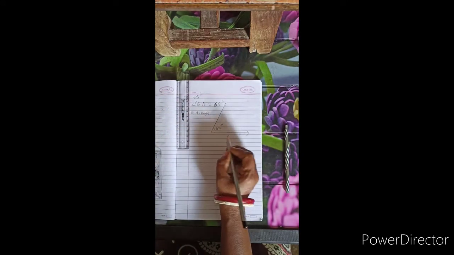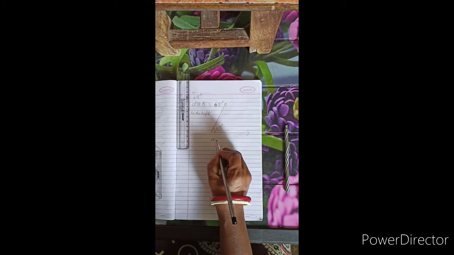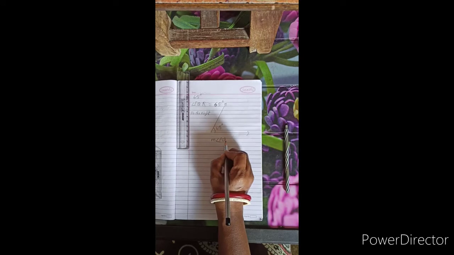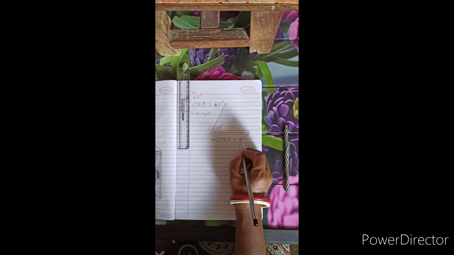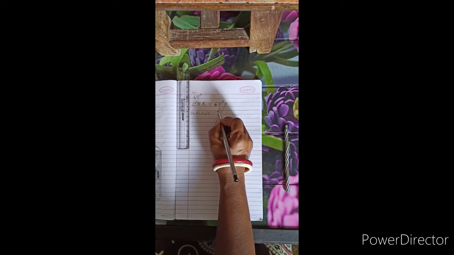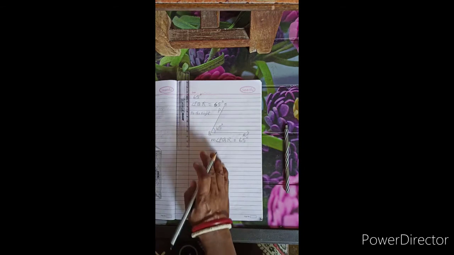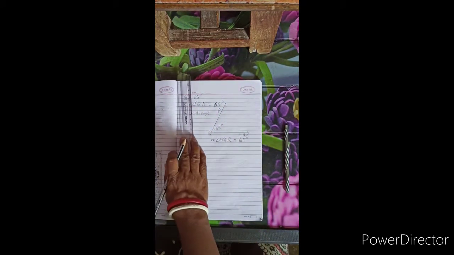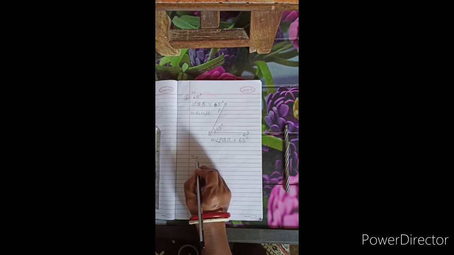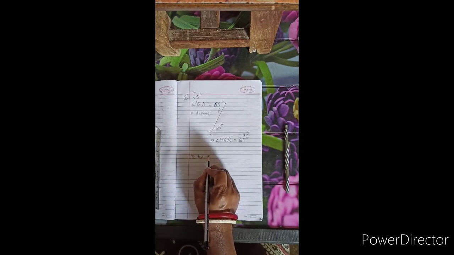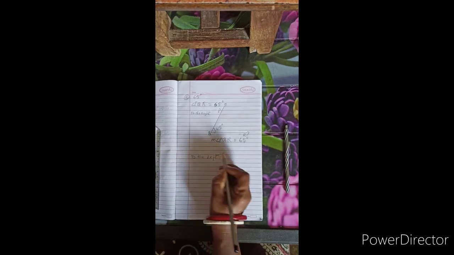Yes. Now measure of angle PQR is equal to 65 degree. We'll name it here as P. This is Q. This is R. This is towards the right. Now to the left, we'll learn how to draw it.